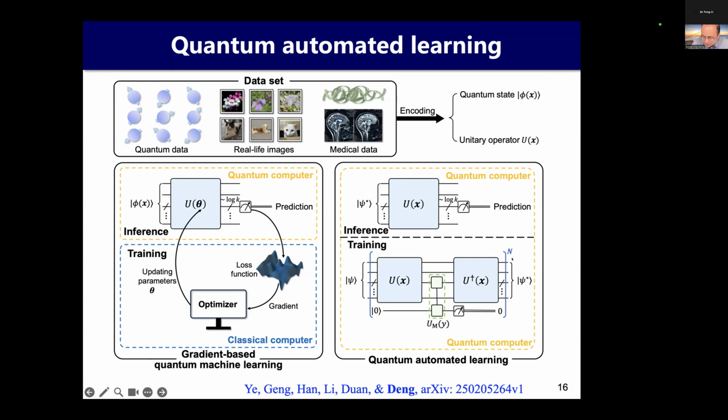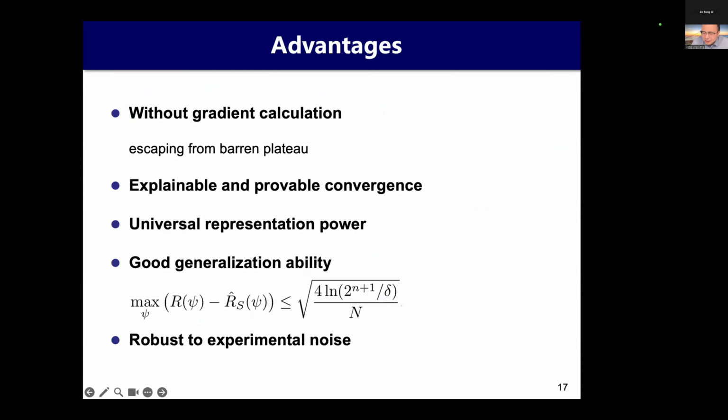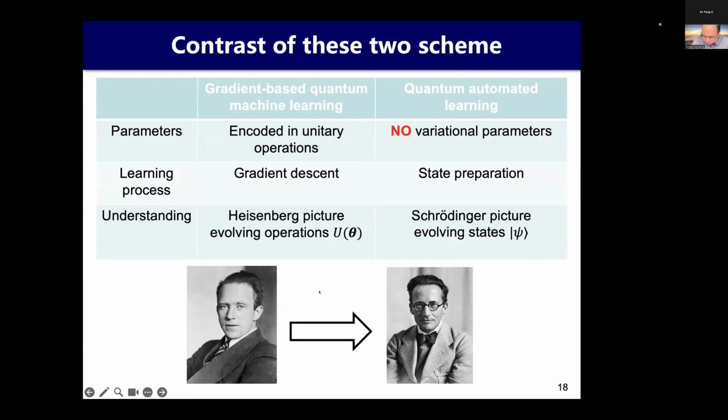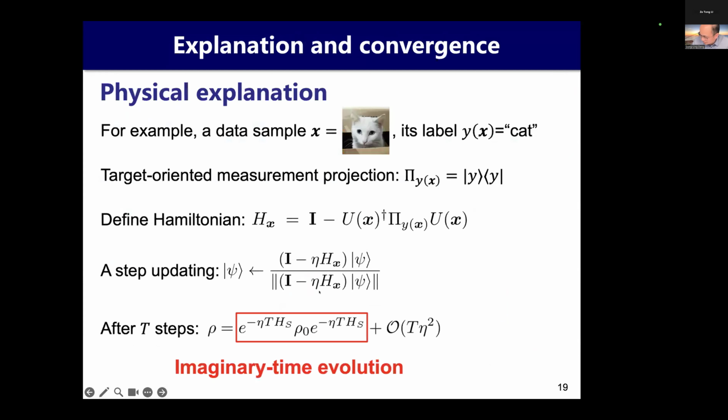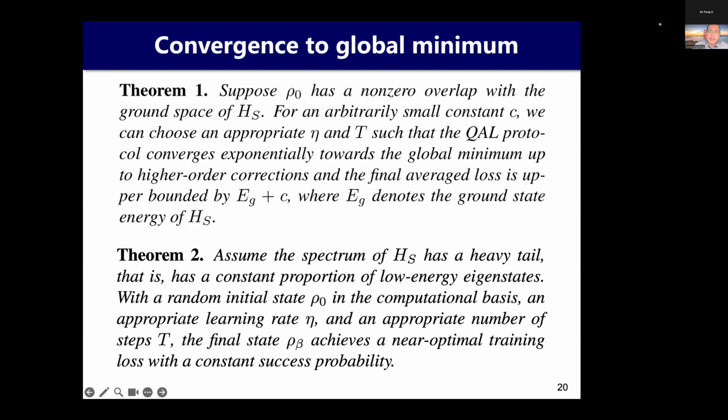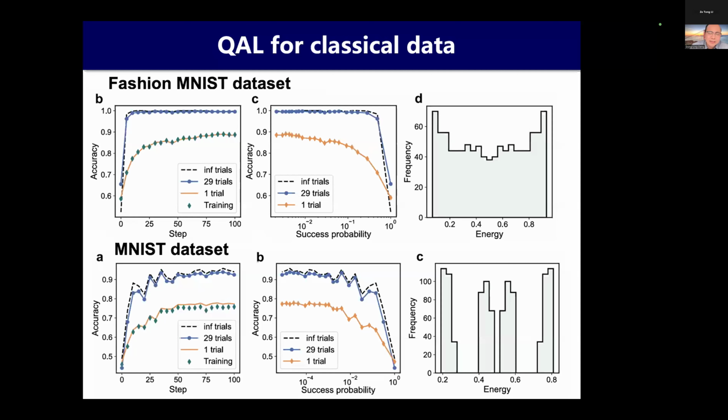But this is not the case, as we can prove in our theorem 2. Okay, I think I'm running out of time, sorry. So we did some numeric simulations on this. You can see from our numerical simulations that after some training steps, you will have a very good convergence to the global minimum.